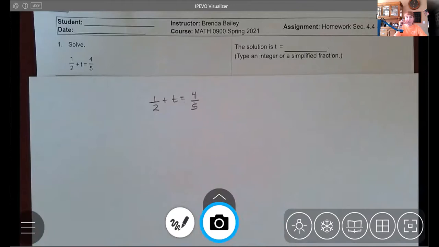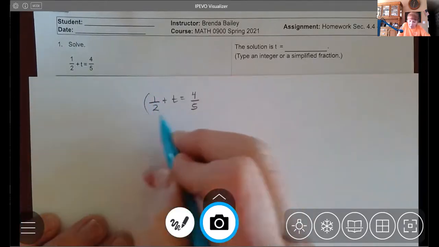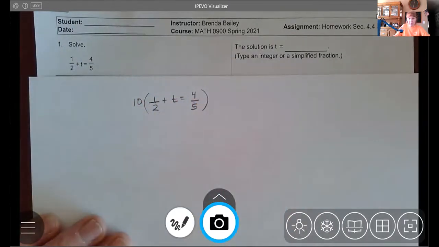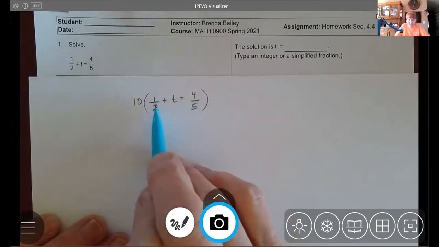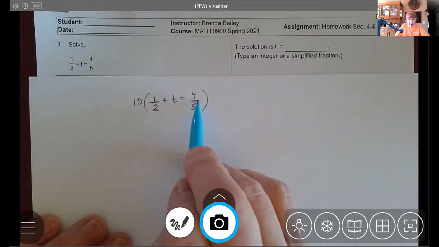Well, let me explain that. That something is a number that both 2 and 5 would go into evenly. So you're really multiplying every term by the least common denominator between the 2 and the 5. Just stay with me, it'll make sense once we go through the example. I know that 2 and 5 both go into 10, so I can multiply every term by 10. And don't forget about this side over here. So the 1/2 times 10, the t times 10, and the 4/5 times 10.